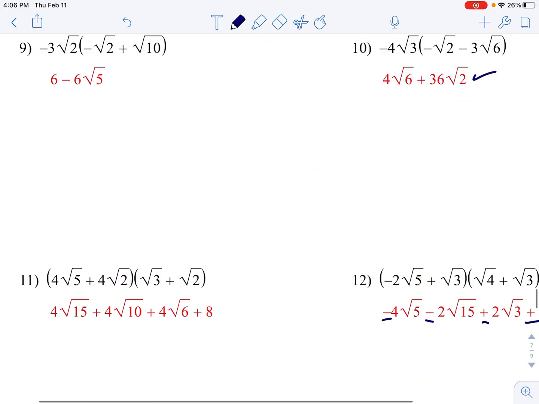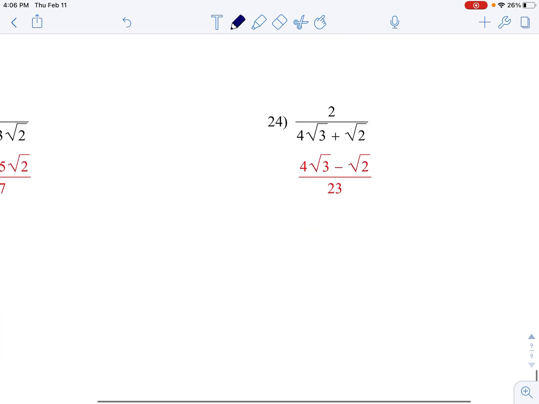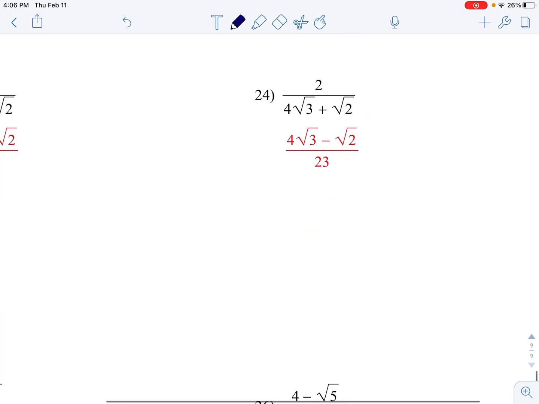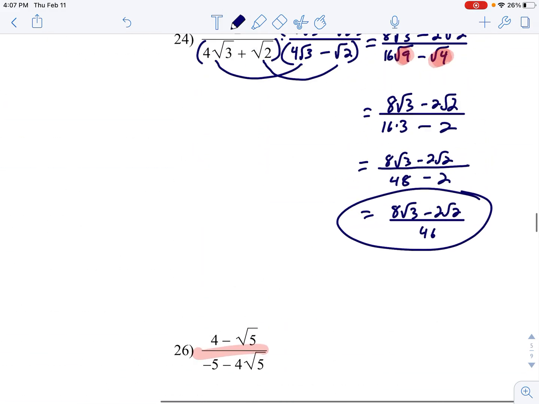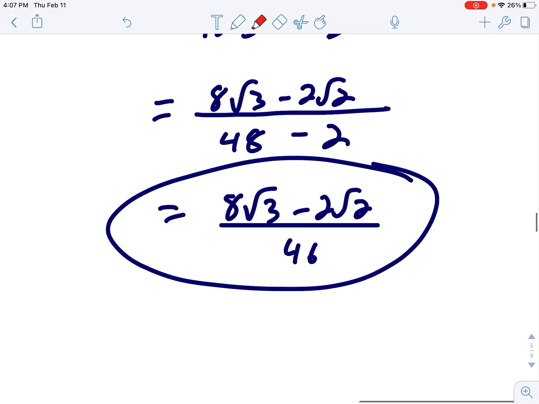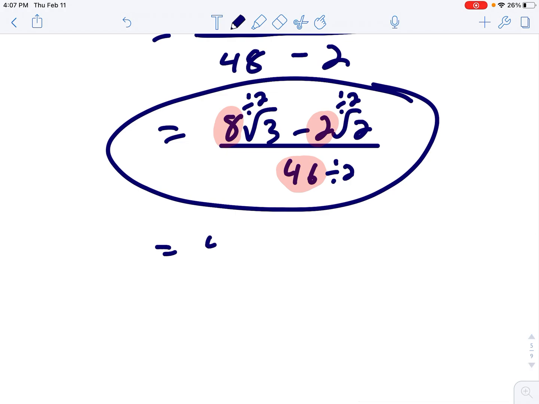Let me check 24. I'm talking like it's all done. Oh no. Oh no. Oh no. Now what? Well, gee. Even number, even number, even number. The radicals don't really matter. Again, you can kind of treat those like variables, but the other numbers are all even. That means you can reduce this by dividing them all by 2. Good grief. So 8 divided by 2 is 4 radical 3. 2 divided by 2 is 1 radical 2. And 46 divided by 2 is 23.